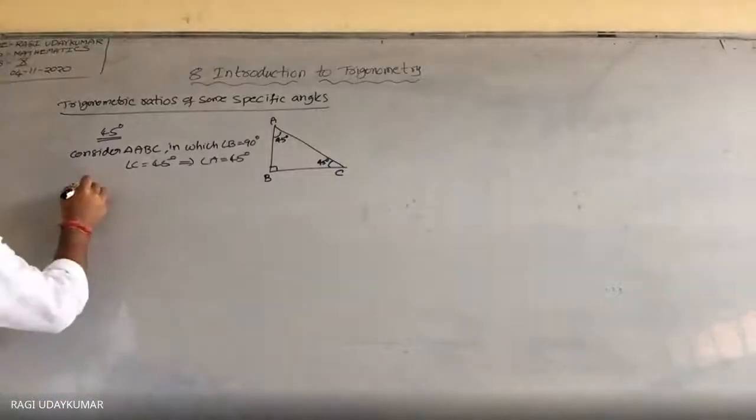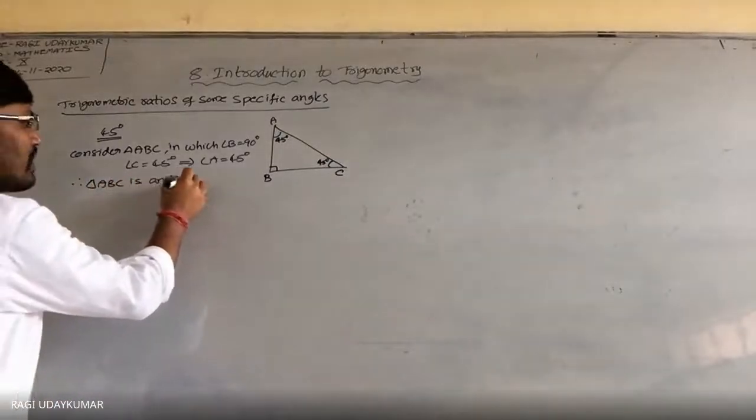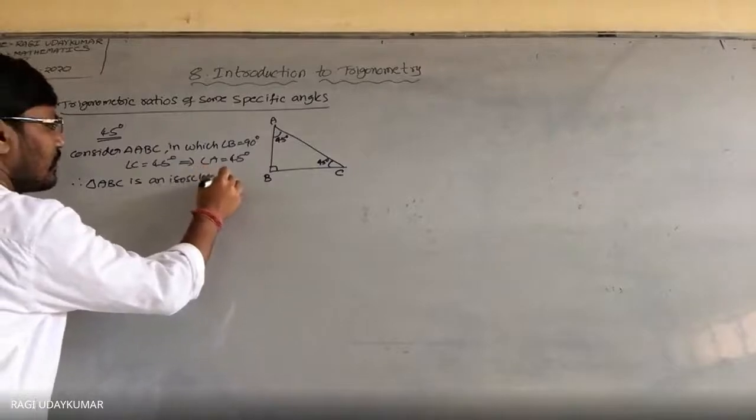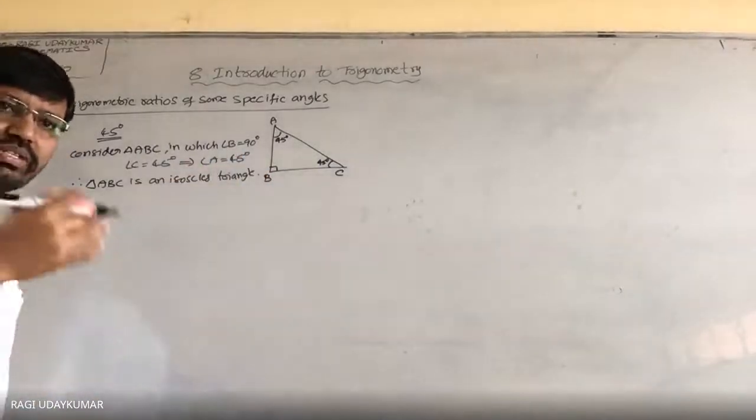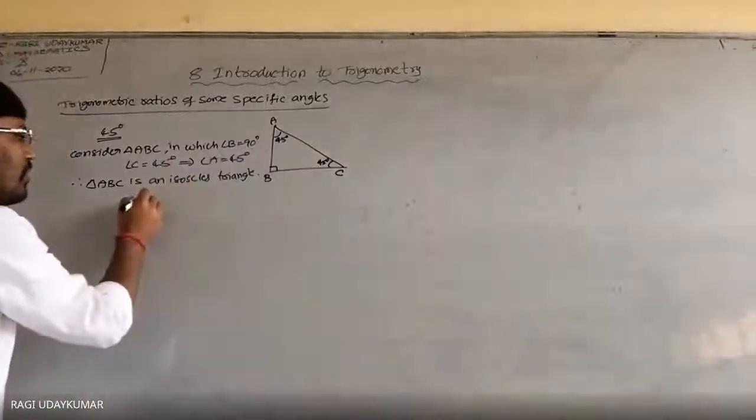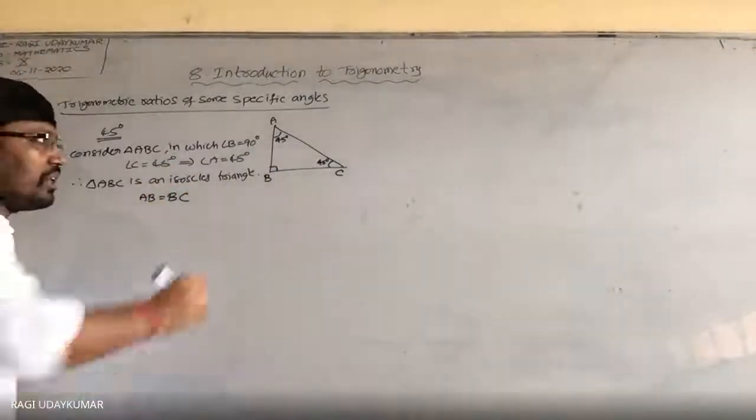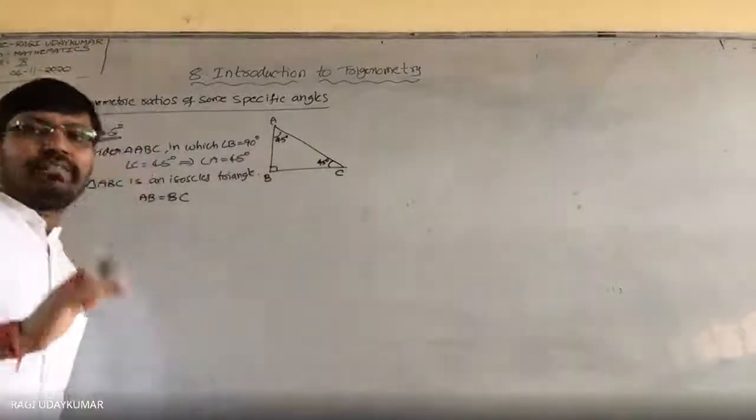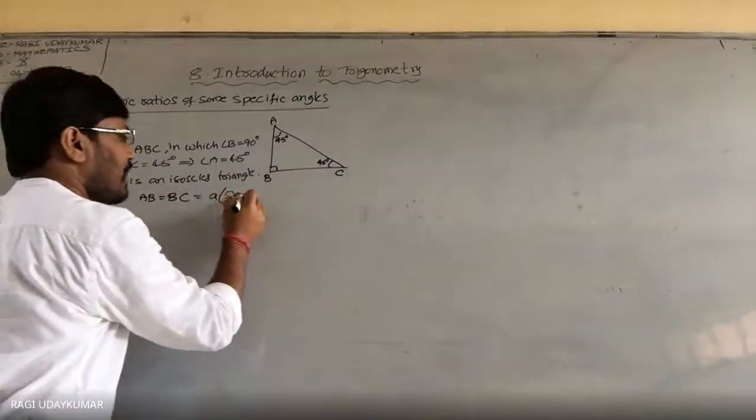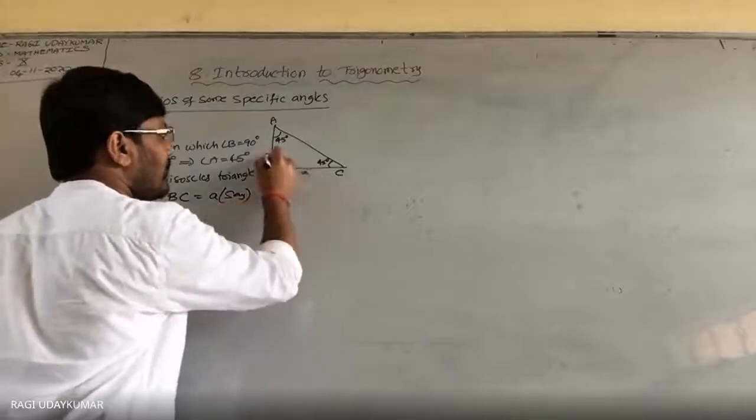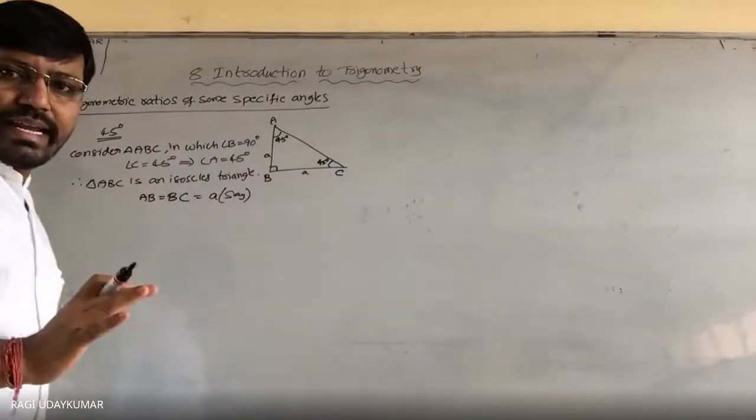Therefore, triangle ABC is an isosceles triangle. Since it is an isosceles triangle, we are going to get AB equal to BC. AB and BC both are equal. These two sides we consider as A. Just I am considering it as A.